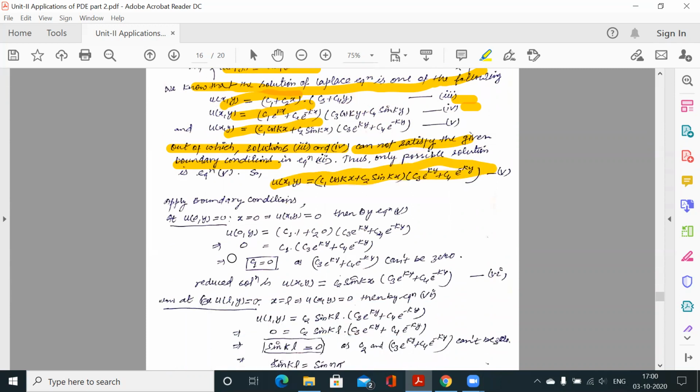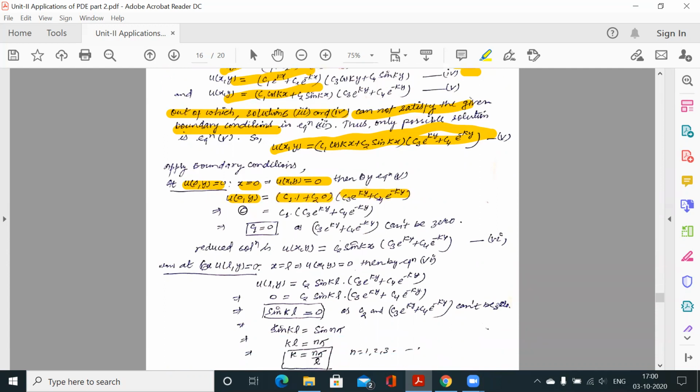Now applying the boundary conditions. What are the boundary conditions? u(0, y) is 0, so x is 0, u(x, y) is 0. So this is our solution. So u(0, y), that means c1 cos 0 means c1 times 1, c2 sin 0 means 0. So c1 times 1 plus c2 times 0 into something. So u(0, y) is 0, so it is 0. Now this is c1 into something, 0. So either this factor is 0 or c1 is 0. This factor cannot be 0, otherwise the whole solution is 0. So for this, c1 must be 0.